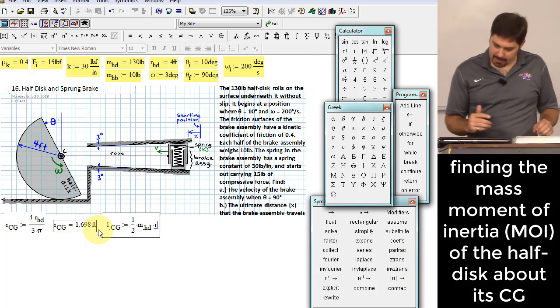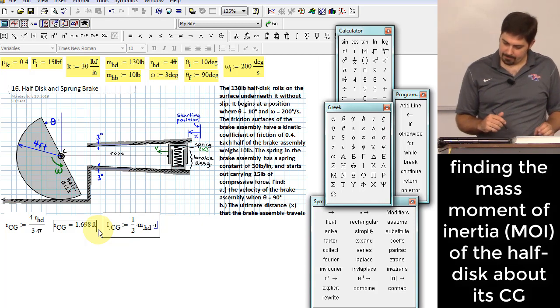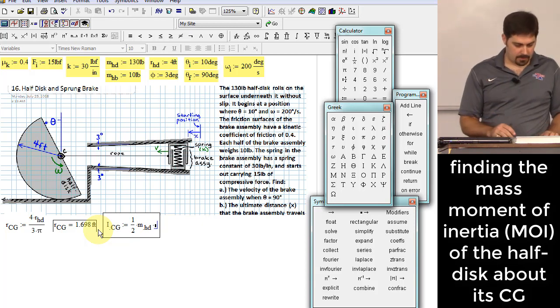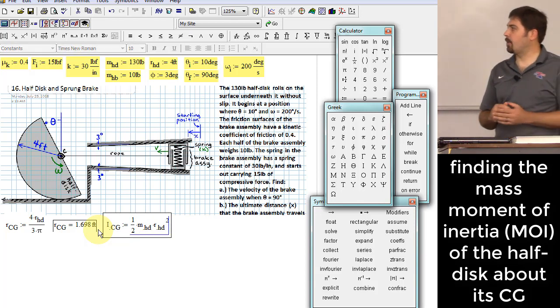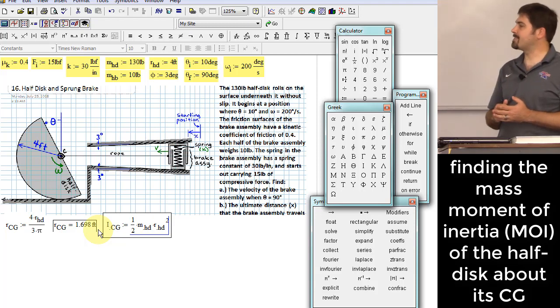This gets multiplied now by what? R squared, right? So I do again R sub HD squared. So that much of what I have so far is the moment of inertia about point C.